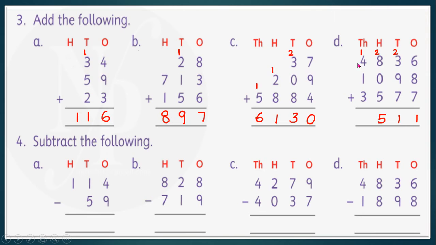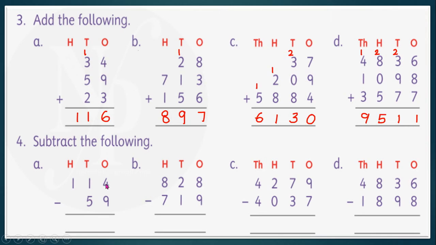And now adding 4 plus 1 is 5. 5 plus 1 is 6, and 6 plus 3 is 9. 9511 is the sum of given three numbers. Now let us subtract these numbers.